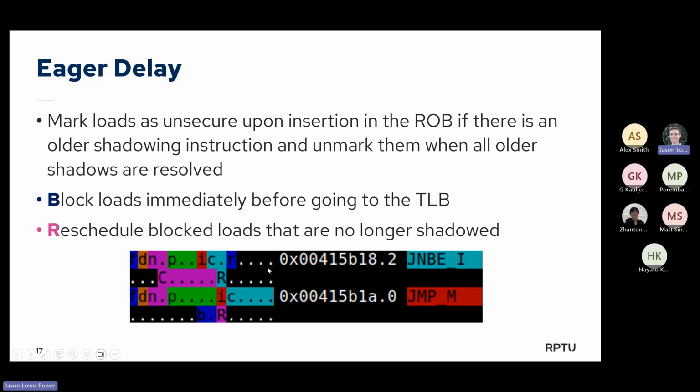So we have the jump instruction from earlier. We see it's casting a shadow here, and this micro operation is a load. And then we see that it is blocked down here, and then rescheduled later when the other instructions become safe.